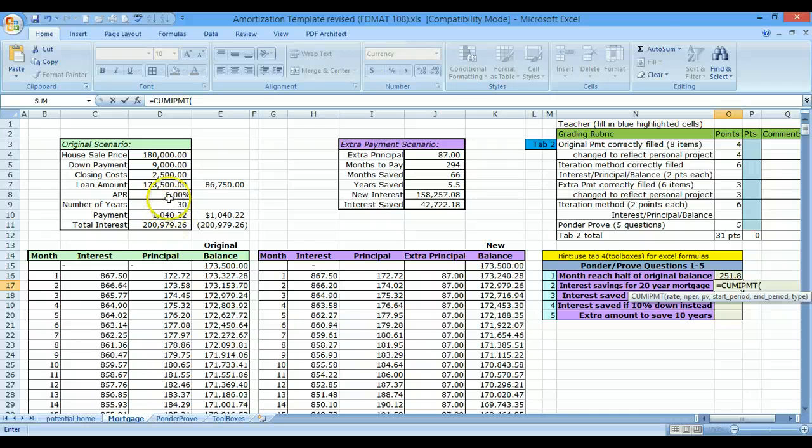Now I need to cell reference the rate. Again, it doesn't prompt you. You need to know you divide it by 12, comma, number of periods. Now I am going to be saving myself 10 years by doing a 20-year mortgage. So I'm going to do 12 times 20. The present value is the loan amount. The start period, it starts on the first month and it ends on the last month, which is 12 times 20.